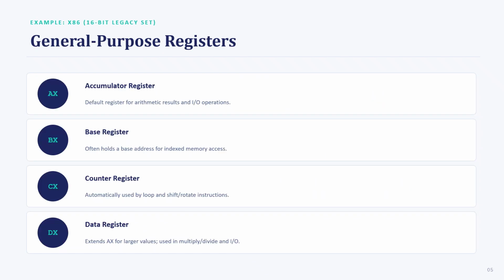Now we'll look at a practical example using the x86 16-bit legacy register set. The slide shows 4 important general purpose registers: AX, BX, CX, DX. Let us understand their traditional roles. First, AX, the accumulator register. AX is traditionally associated with arithmetic operations and certain input or output operations.